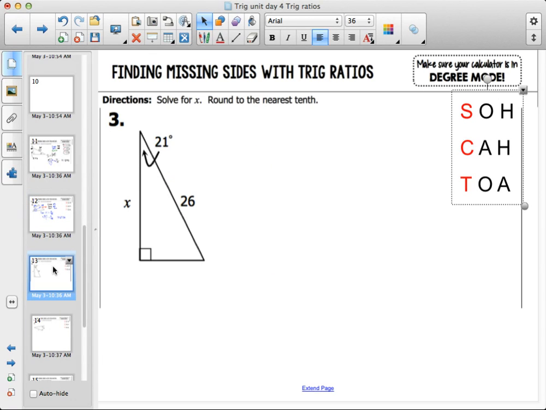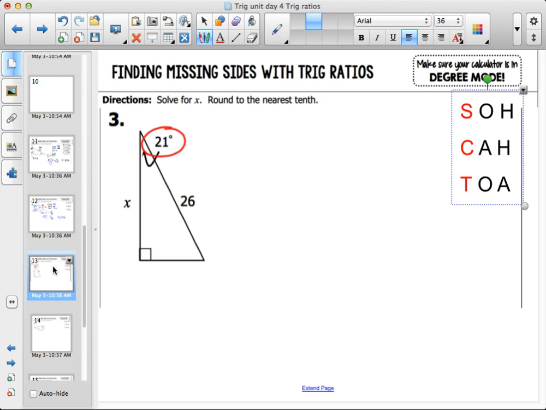Let's try another example, number 3. If you guys would like to, you can pause the video and see if you can figure this one out on your own. Otherwise, I'm just going to get rolling with it. So, identify your angle, 21. We know the hypotenuse. We're trying to solve for the adjacent side length. So this means we're using a cosine function. I'm going to do the cosine of a 21-degree angle is equal to the adjacent over the hypotenuse, which is equal to x over 26.